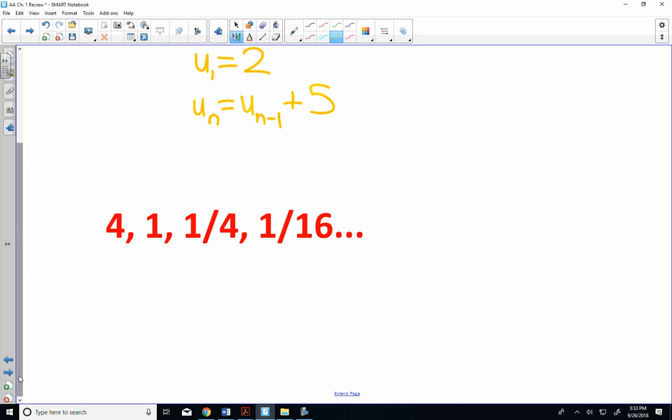Now, if we look at this one here, it goes from 4 to 1 to 1/4 to 1/16. Now to go from there to there and there to there and there to there, if you try to add or subtract, like here you're subtracting 3, but if you subtract 3 from 1, you don't get 1/4. So therefore it's not adding or subtracting. And to go from here to there, you could say, hey, I'm going to divide by 4. And then if you take 1 and divide it by 4, that works as well. And then if you take 1/4 and divide it by 4, that works as well. So this one, because you're dividing by 4 each time, that makes it a geometric.